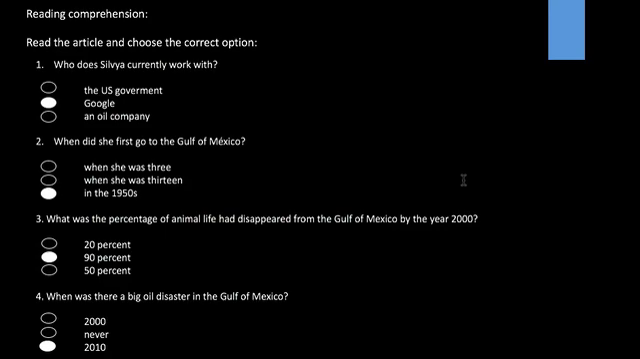That was the example that I provided you. So for the second one, it says, when did she first go to the Gulf of Mexico? The answer is in the 1950s. For question number 3, what percentage of animal life had disappeared from the Gulf of Mexico by the year 2000? The correct answer, 90%. Question number 4, when was there a big oil disaster in the Gulf of Mexico? The correct answer is 2010.